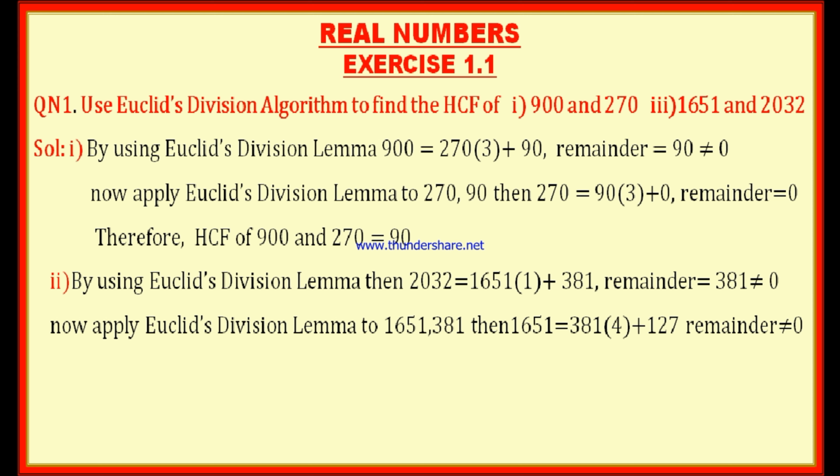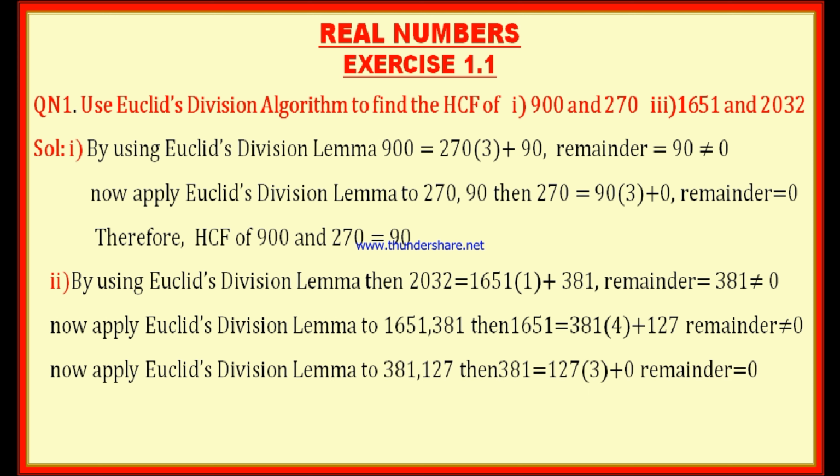Here what is the remainder? The remainder is 127. Is it 0? No, it is not 0. Since it is not 0, again we have to do the same method for the quotient and remainder. In the second case, what is the quotient and remainder? The quotient is 4 and the remainder is 127. Now again apply Euclid's division lemma to 381 and 127.